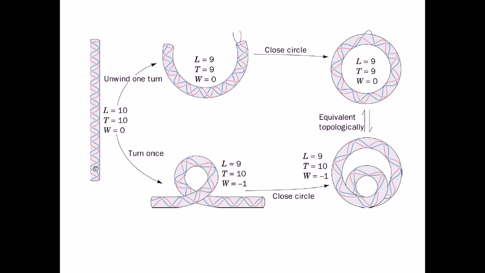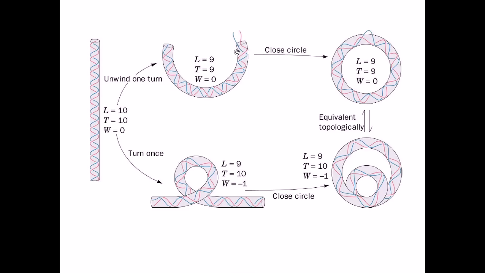Now here we are having the DNA, linear DNA. Linking number is 10, twist is also 10, and writhe is 0. Because until and unless you are having the supercoil structure, you will not have any writhe. Now if you unwind one turn, suppose one turn is simply unwound there.